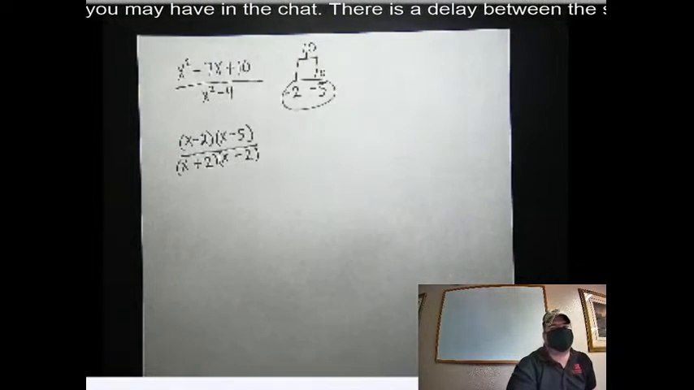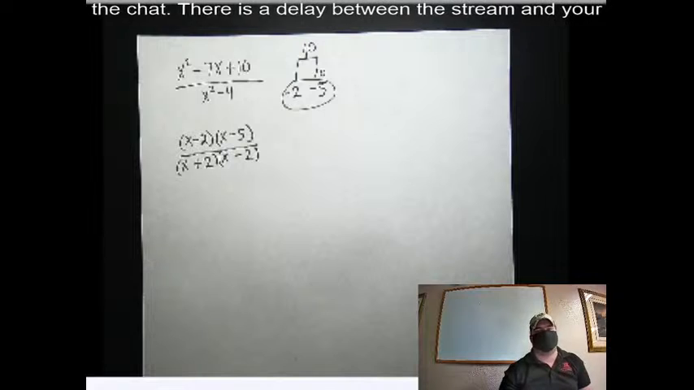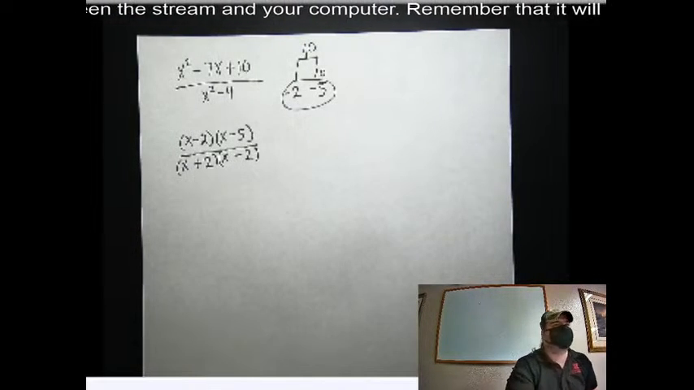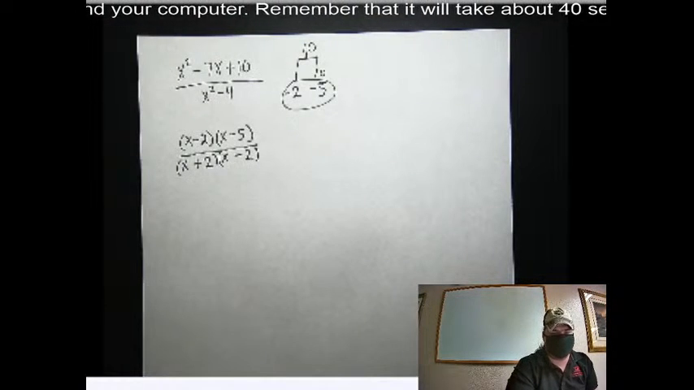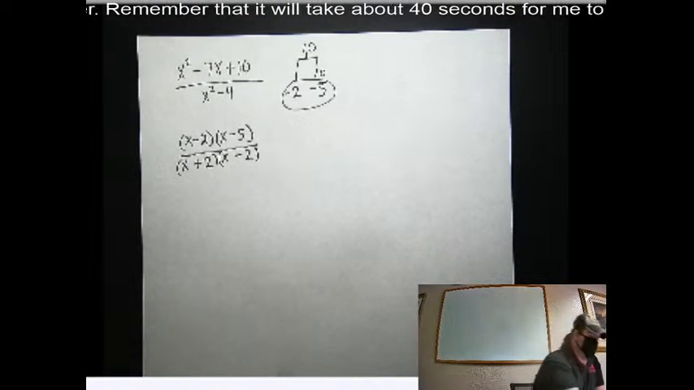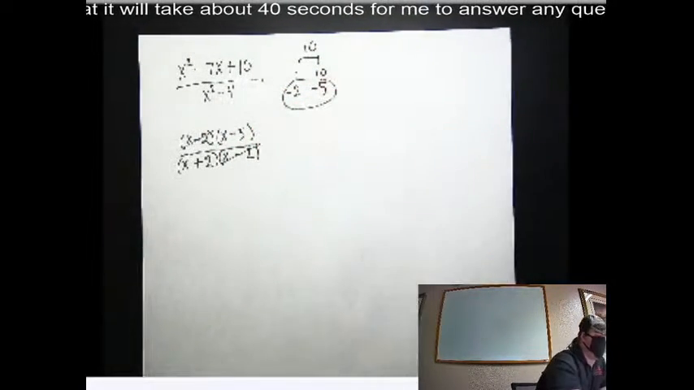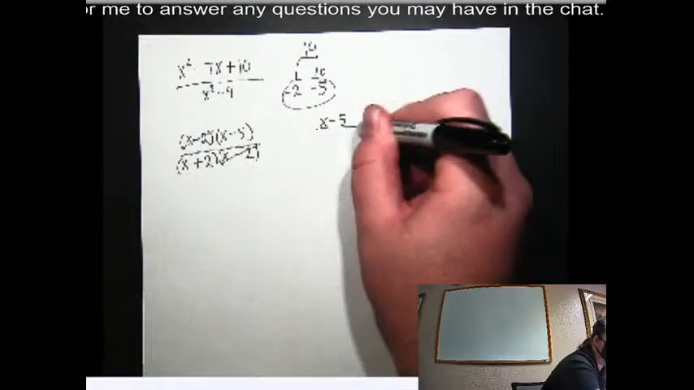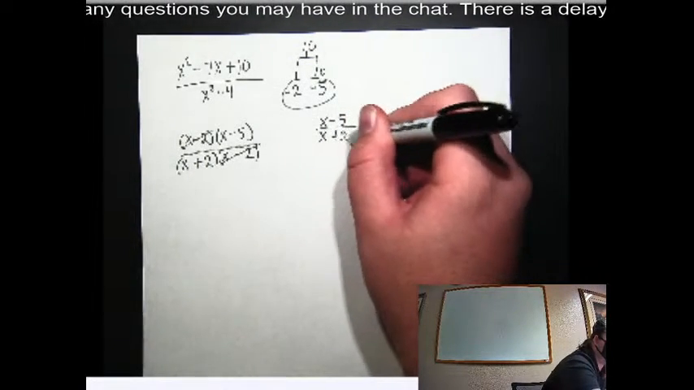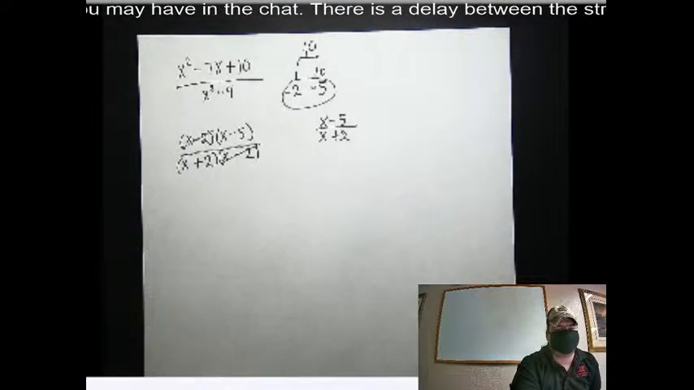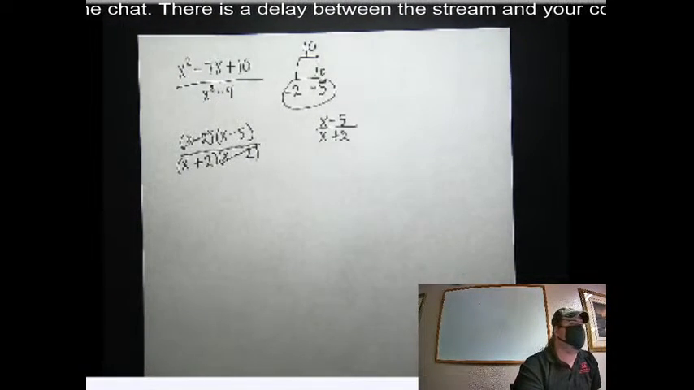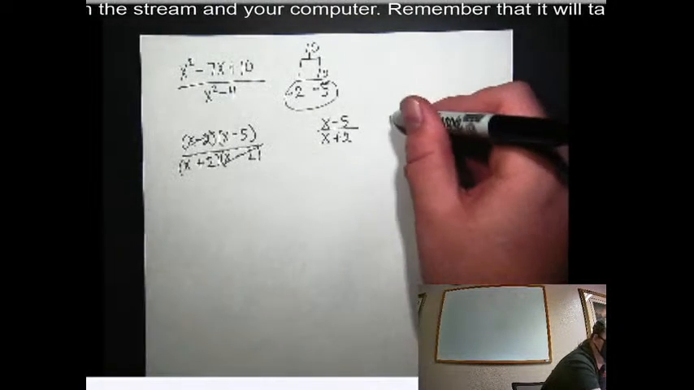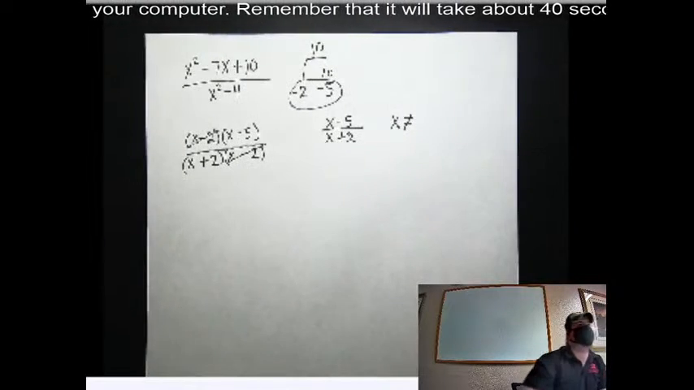So now that we have these factored, we can look for common factors between the top and bottom. And if we see any, we can go ahead and cancel them. So, do we see any common factors? x minus 2. We can cancel those out, and so the simplified version is x minus 5 over x plus 2. But of course, this is not all of our answer. We need something else here. We need the excluded values. We need to know what we cannot plug in for x.